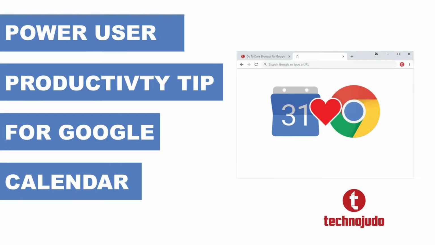Have you ever come across a date and wondered, what day of the week was that? In this tech tip, I show you a handy productivity hack that allows you to jump to a specific date in Google Calendar right from your address bar.